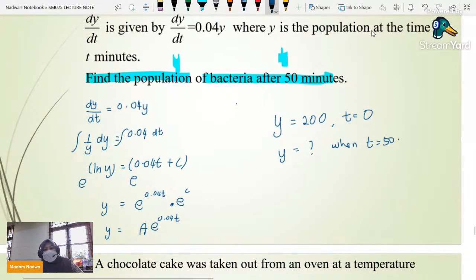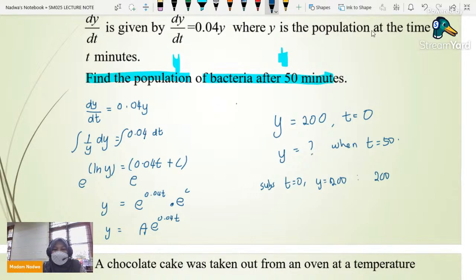Alright. So kita akan substitute T equals to 0, Y equals to 200. To our equation here, we actually have 200 equals to A e to the power 0.04 times 0, which is 0. E to the power of 0 is 1. So A is equals to 200. So what that we have here is Y is equals to 200 E to the power of 0.04 T macam tu.